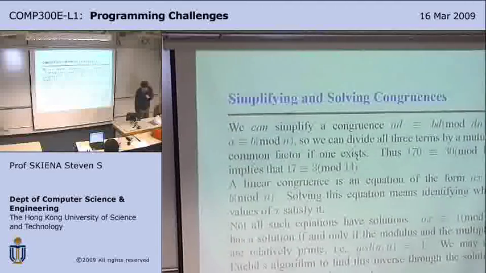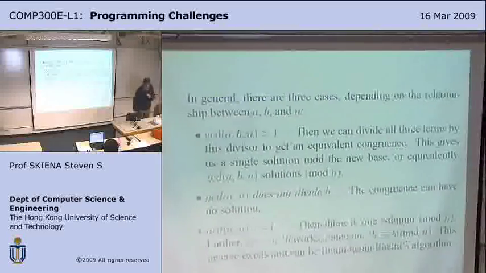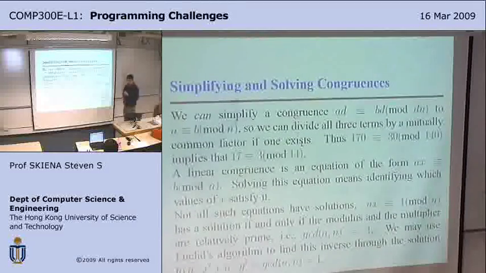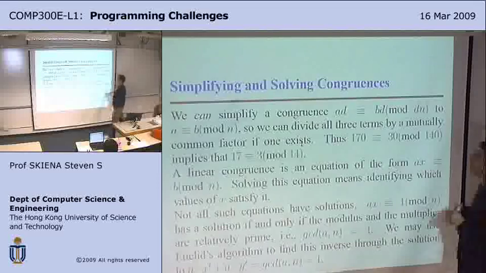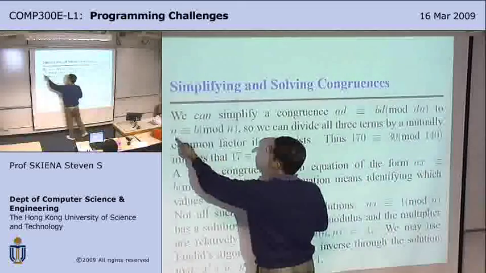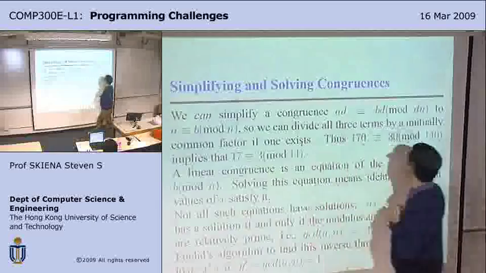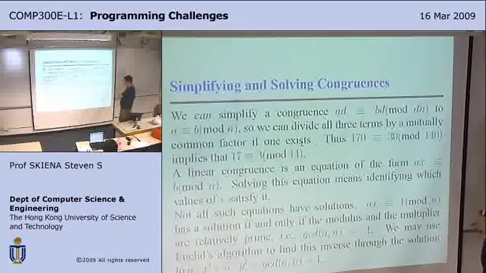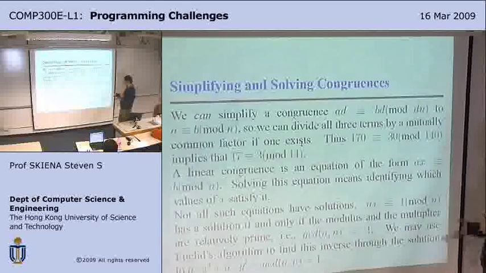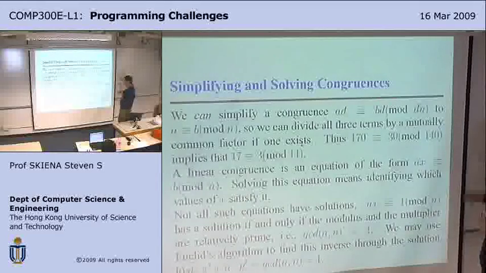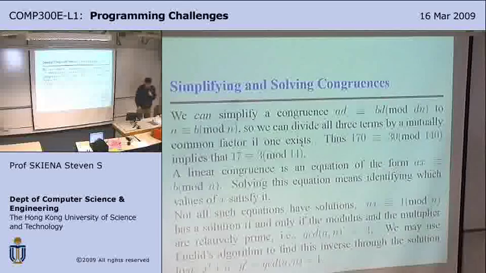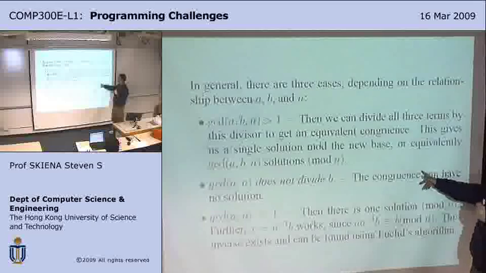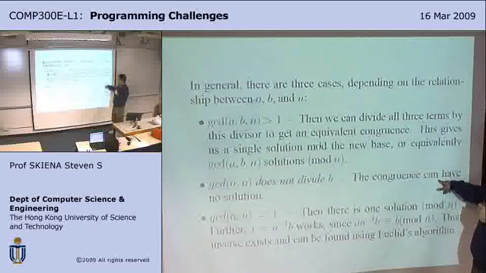The thing that you need to know is that there are certain classes of congruences which are easily solvable. Namely, if you have a congruence of the form a congruent to b mod n, this can sort of be solved. Finding the closed form for it falls into one of three categories. For certain values of a, b, and n, there is no solution.